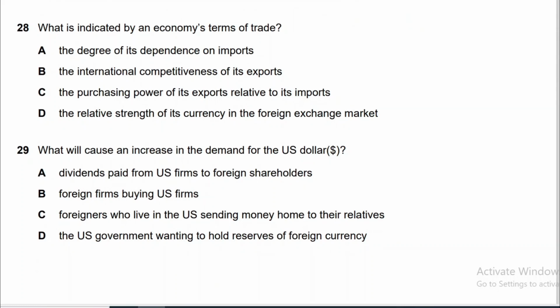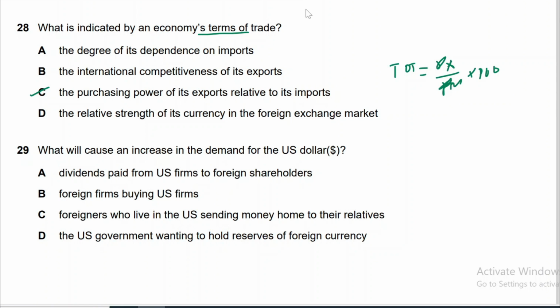Question number 28: what is indicated by an economist's terms of trade? Terms of trade is basically the ratio between prices of exports and prices of imports. So if you know the formula, then you can easily identify that option C is the correct answer. Terms of trade is calculated as price of export over price of import times 100, right? Px is price of export and Pm is price of import. So option C is the correct answer, and it is true by definition. All other options are incorrect.